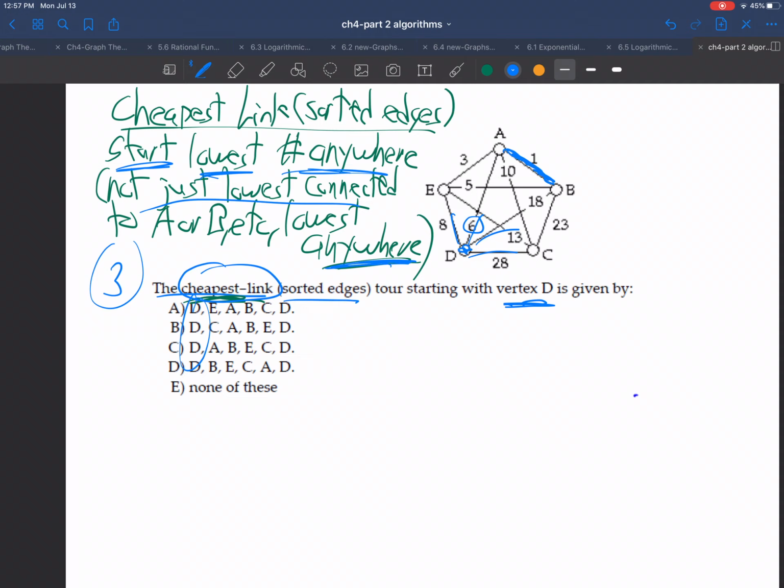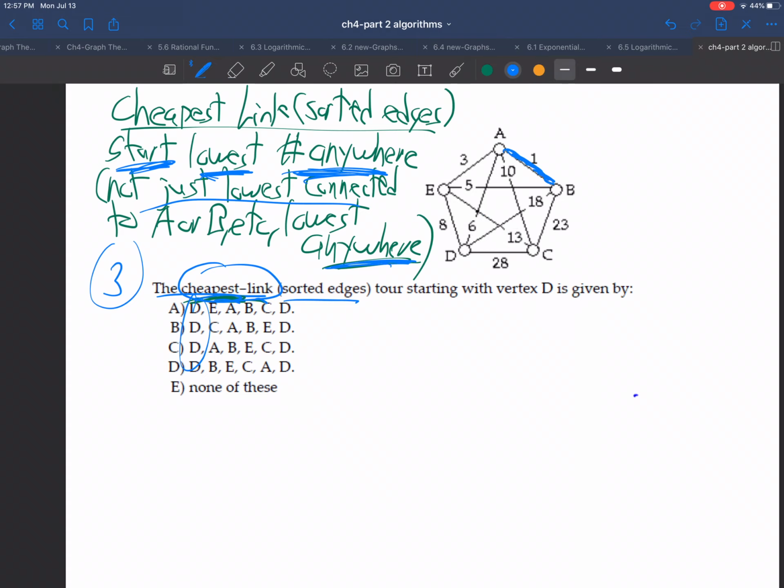This is the third method, the third algorithm. An algorithm is just some steps to do something, like a recipe is an algorithm. This is the third algorithm, the third method, called cheapest link. And you grab the lowest number anywhere, not just the lowest number next to a certain letter. It's a global method. You look at the whole globe. You look at the whole map. Take the lowest number anywhere.